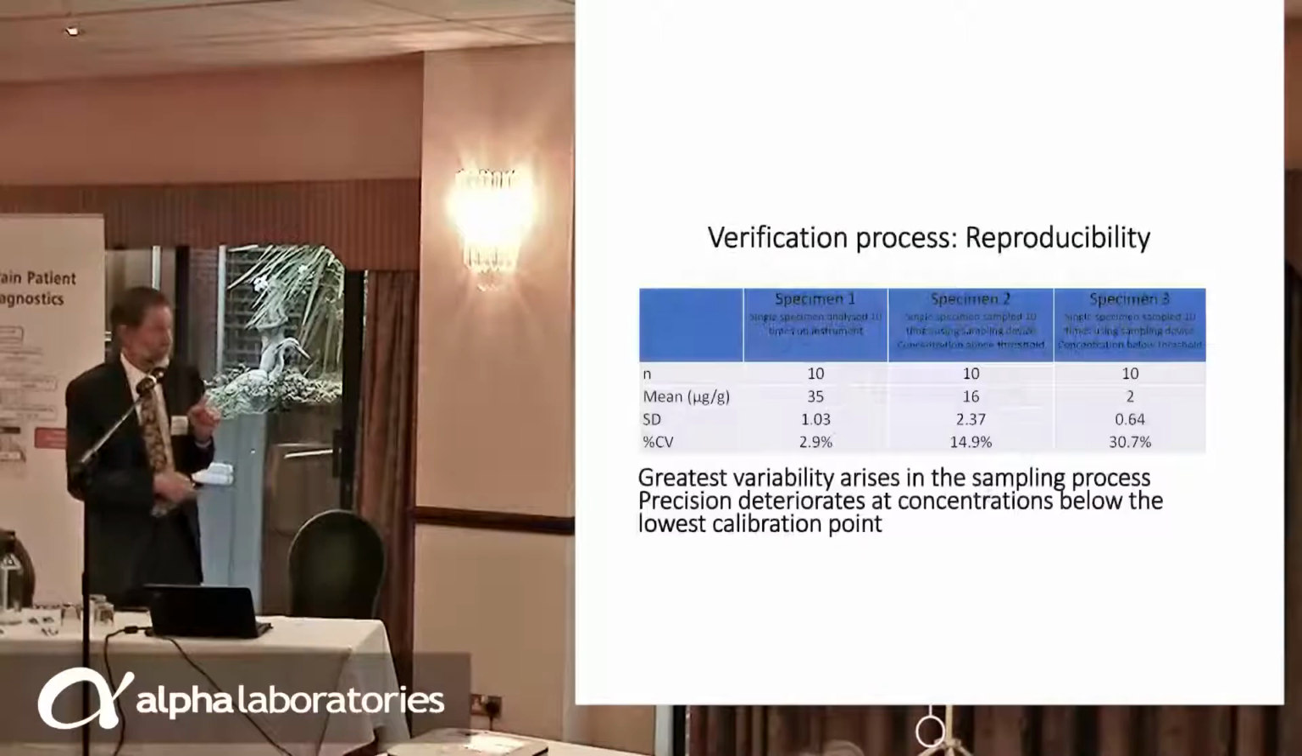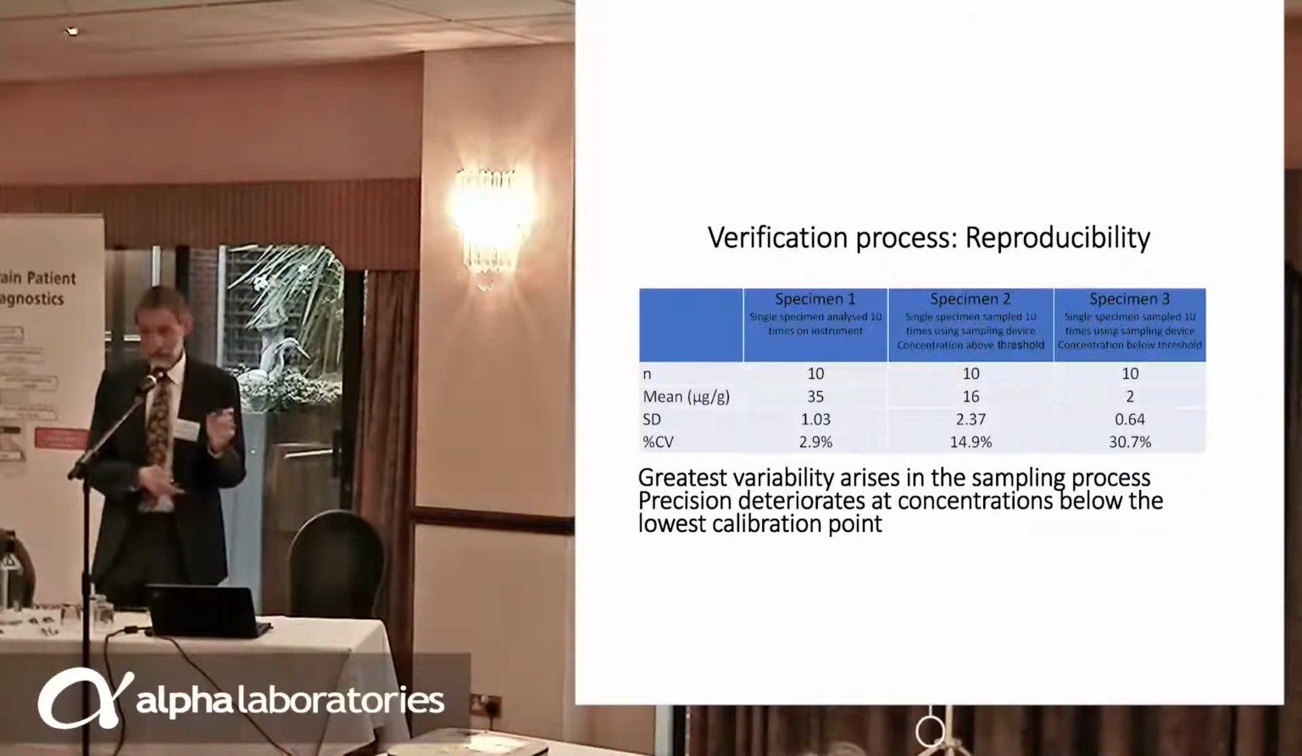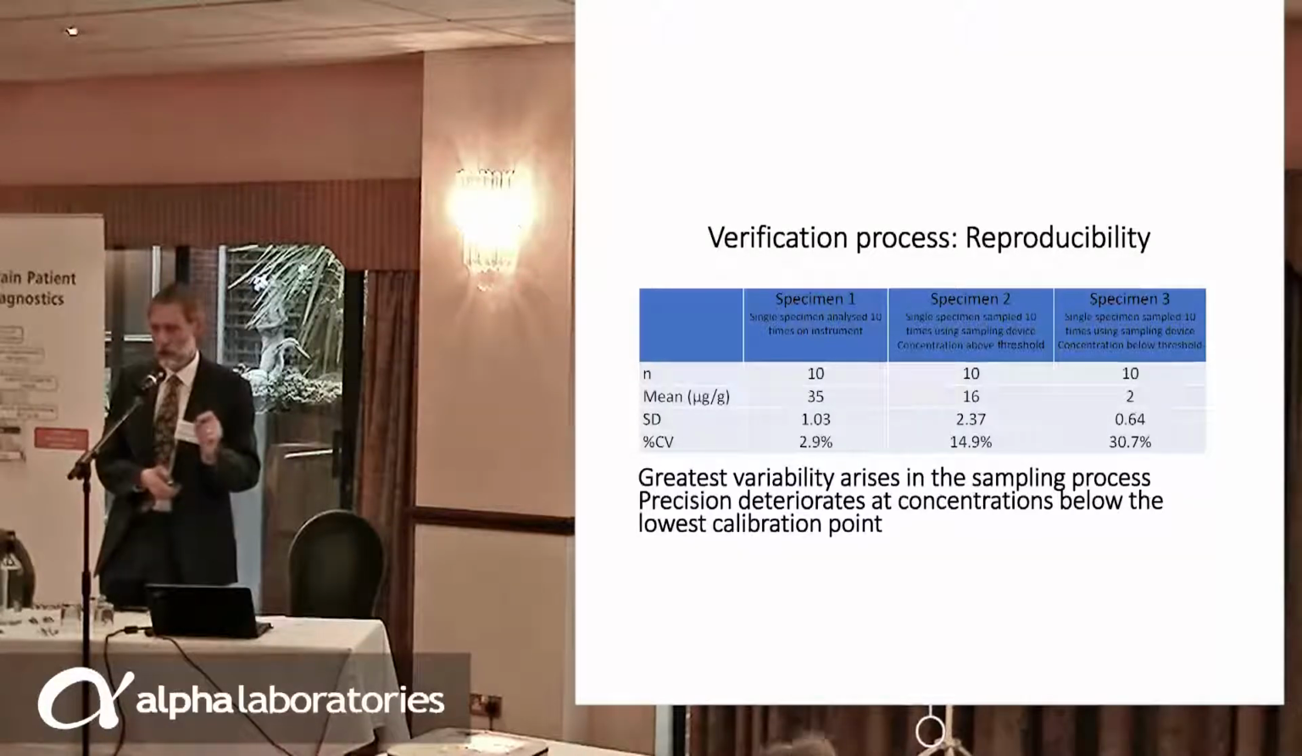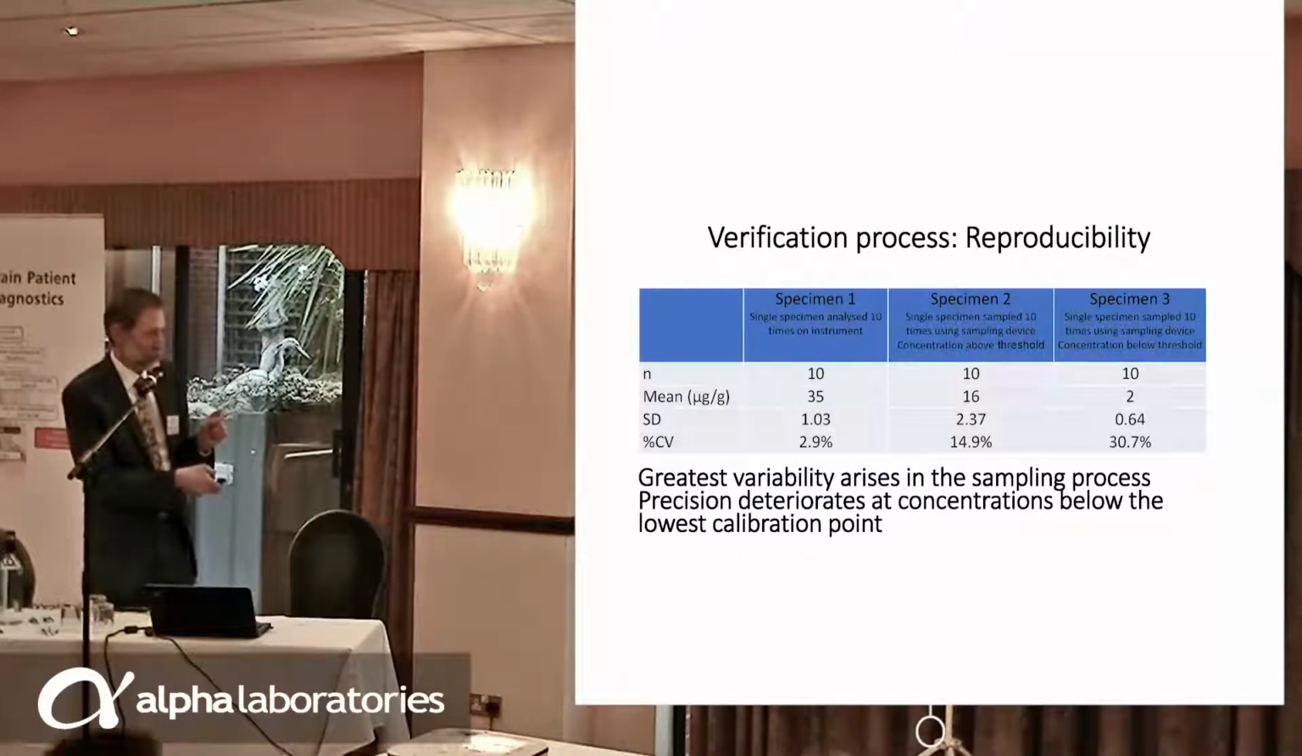This is some of the data, not all of it, that we put into our verification report. So, reproducibility. Here, sampling is important. We've heard about that all day. So what's the variability at different concentrations?